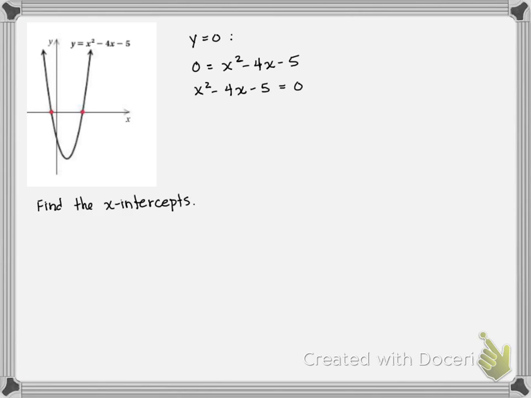Can you get your AC? So we're going to factor the left side, right? AC equals -5, B equals -4. So -5 and 1.